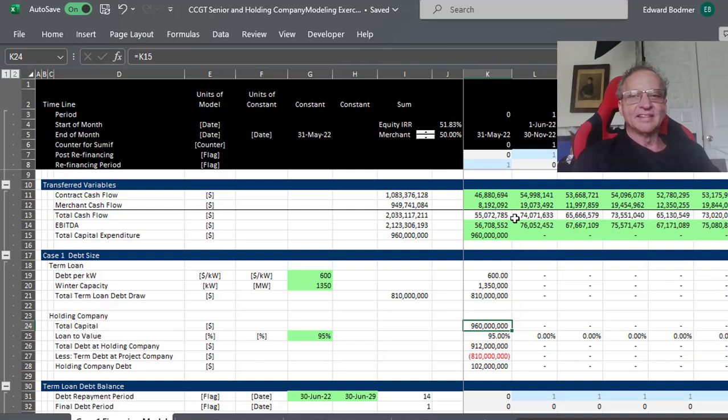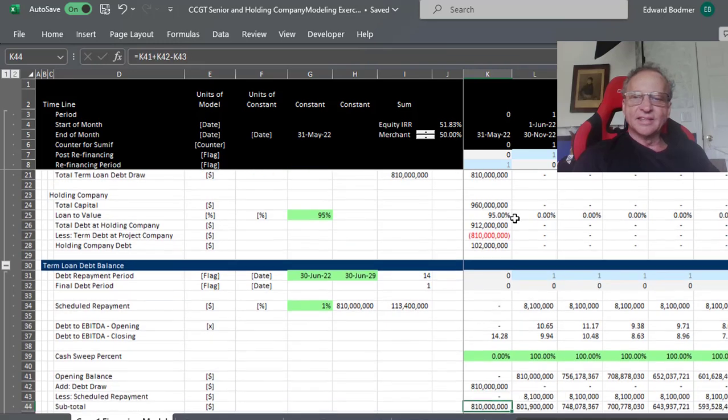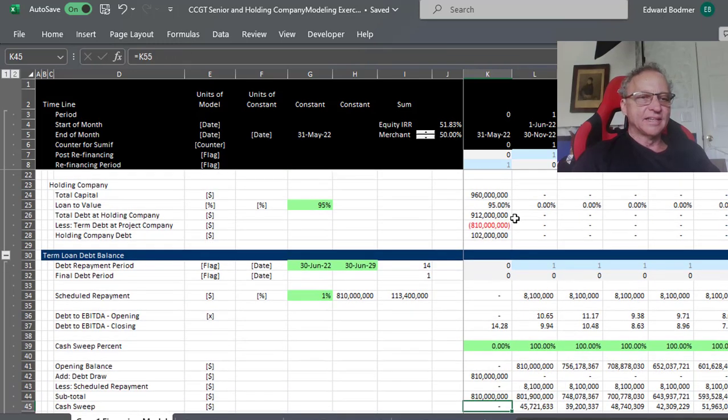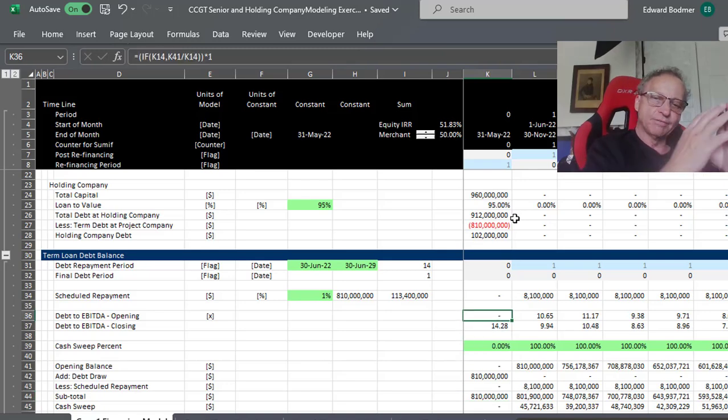So we take 95% of the capex here, and I'm doing this from memory now, and that means, when we take away the loan at the operating company, we have a holding company loan of this amount. And then they had this cash sweep business where the cash sweep was different depending on the debt to EBITDA ratio.